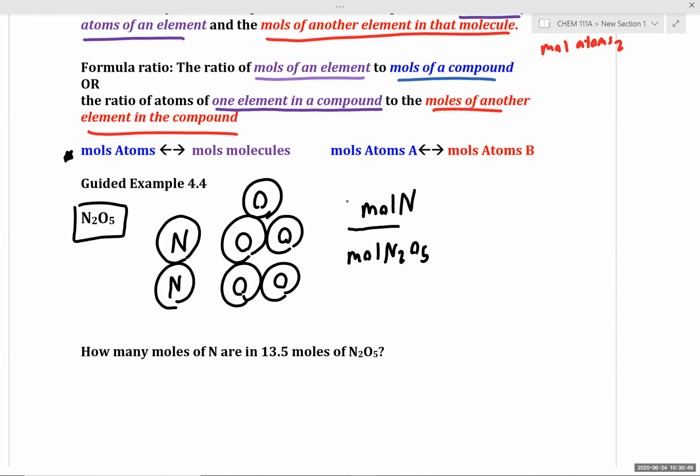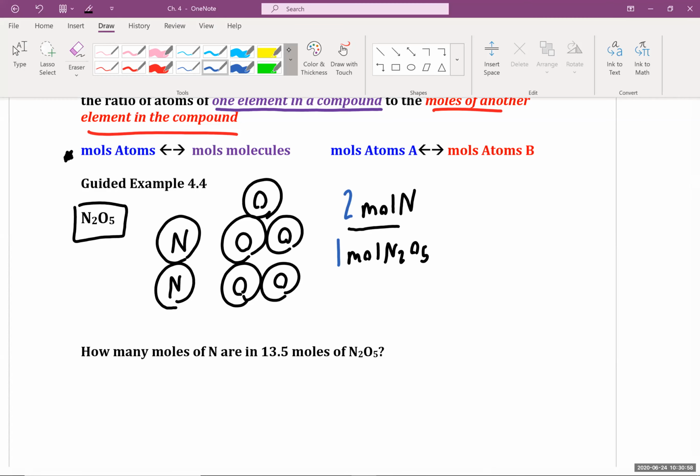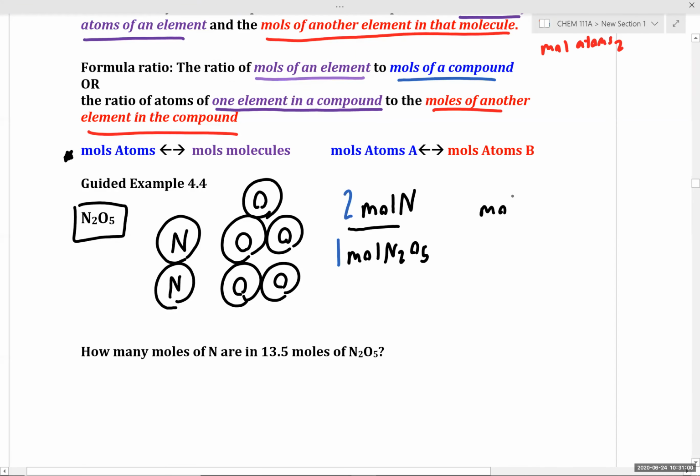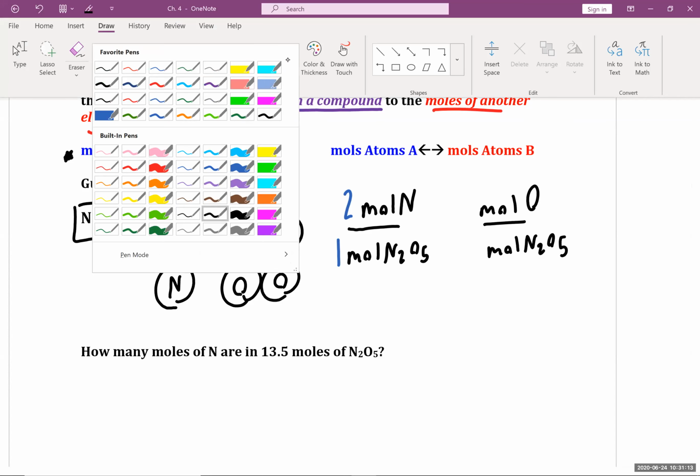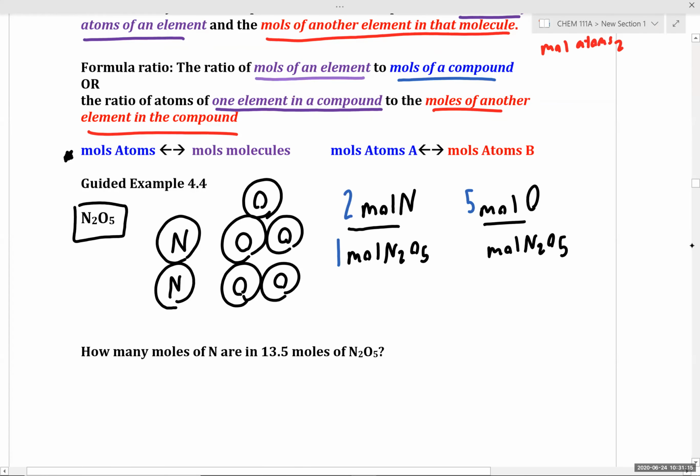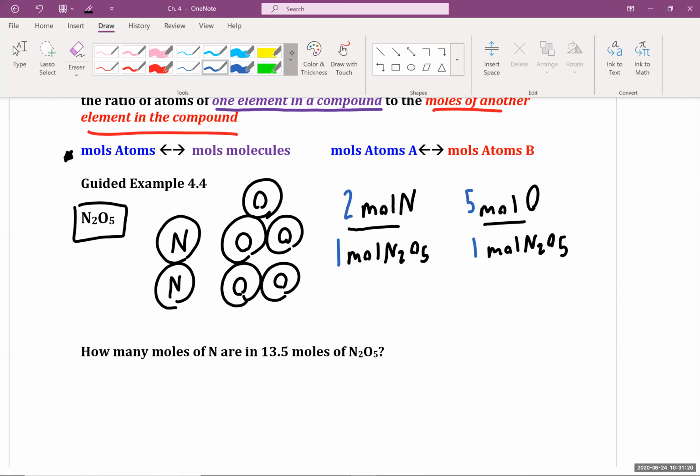We have 2 moles of nitrogen per 1 mole of N2O5. Now let's look at another ratio. How many moles of oxygen do we have per mole of N2O5? What is our mole to mole ratio? How many oxygens do we see? 5. Yep, so we have 5 moles of oxygen per 1 mole of N2O5.